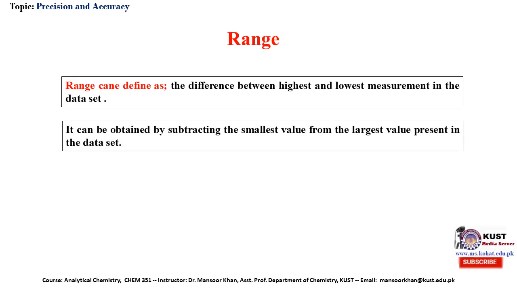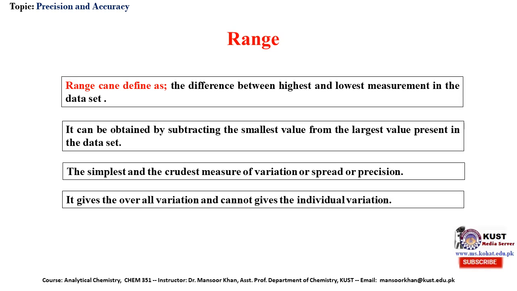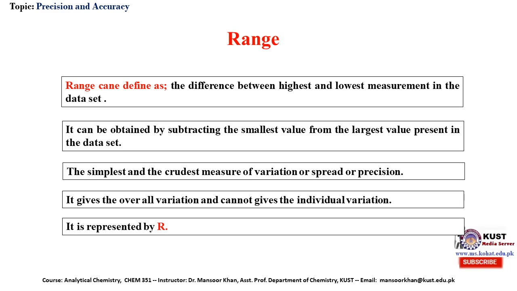It can be obtained by subtracting the smallest value from the largest value present in the data set. Range is the crudest and simplest measurement of variation. It is very simple but less important. It gives overall variation and cannot give the individual variation, and it is represented by R.